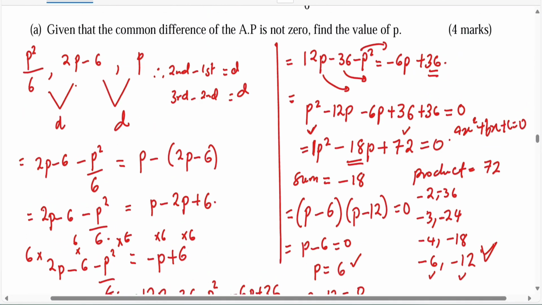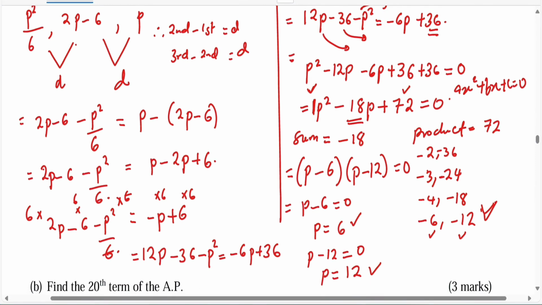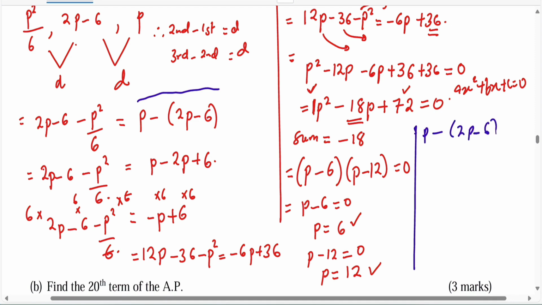Why? Because the question specifically says that the common difference of the AP is not 0. So let's take one of them. Let's use this one to find the common difference. Let's use p equal to 6.